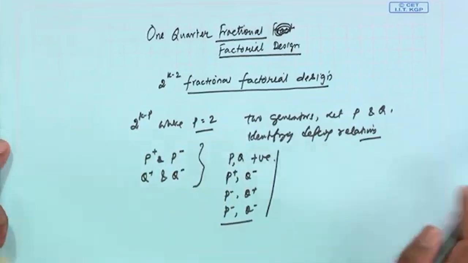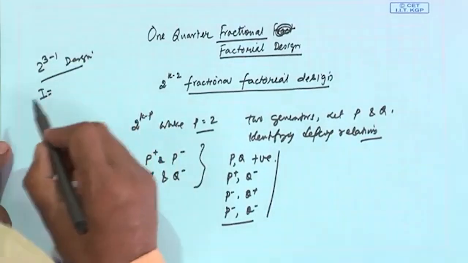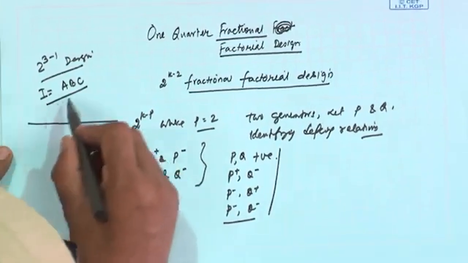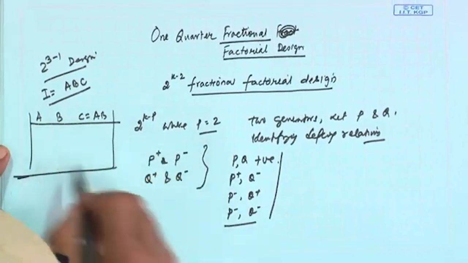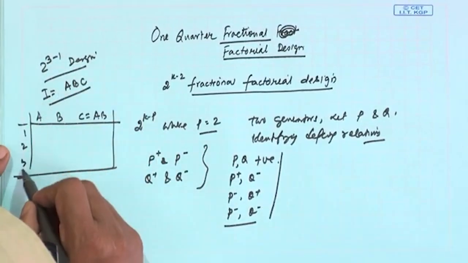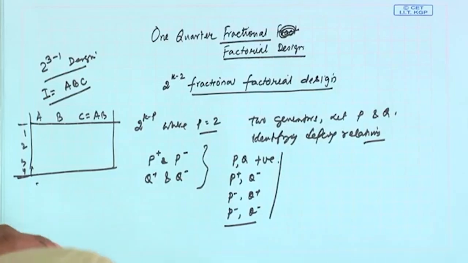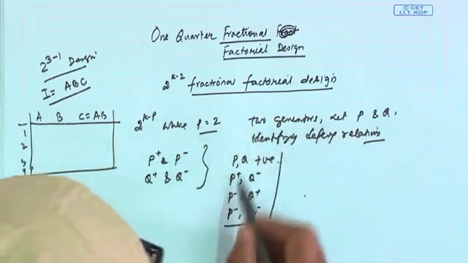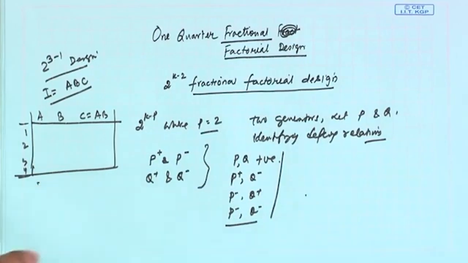And we have seen earlier also, in 2 to the power 3 minus 1 design, that the defining relation is I equal to a b c, where actually the way you have done is a b and c equal to a b. That was the design, and that is why we are having 2 to the power 2, 4 different observations, experimental settings. So, in this example, we have basically 1/4 fraction. So, p equal to 2. So, we have two generators. Okay. Now, let us see the slide.